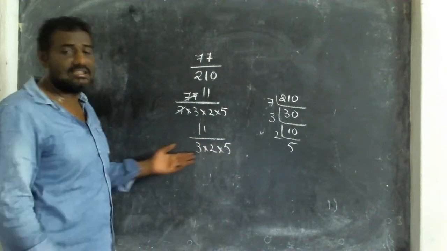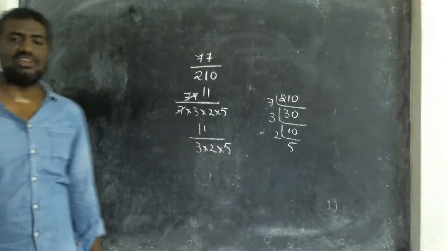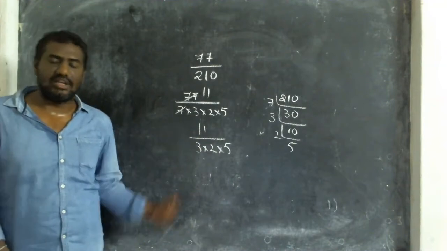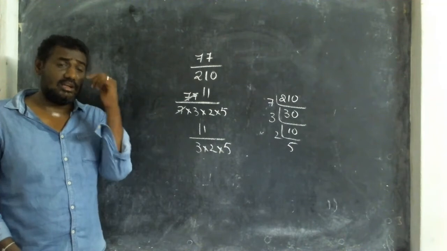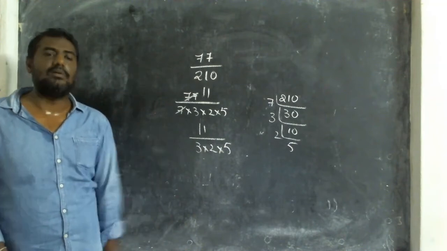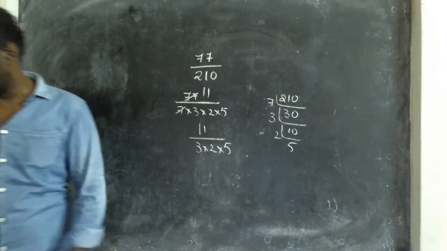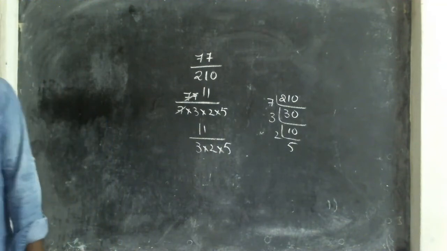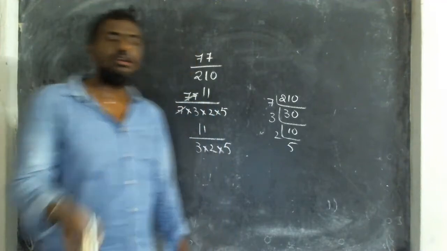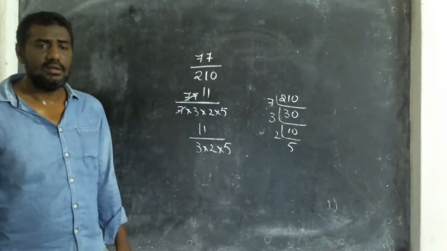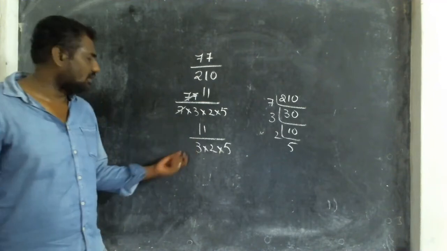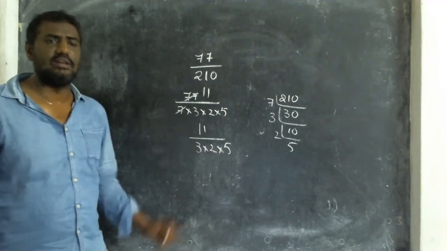Here any other cancellation is not possible. Now you say whether it is terminating or non-terminating. It is non-terminating, because the denominator is not in the form of 2 power or 5 power or 2 power into 5 power. So this is the way of writing whether the given number is terminating or non-terminating but repeating. If it is terminating, how to convert into decimal I have also told. For this problem, decimal is not required because it's non-terminating.